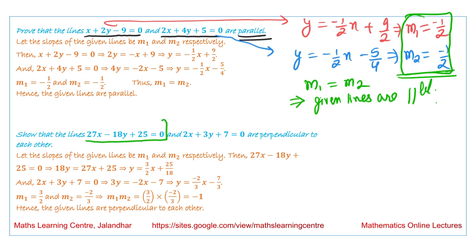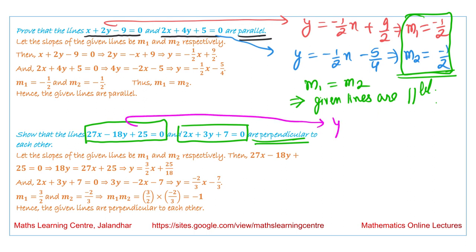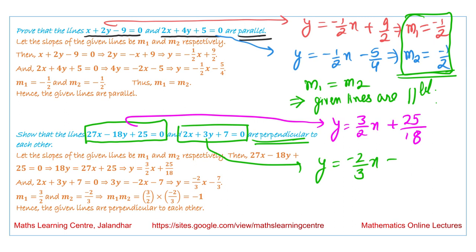Next, these are the two equations of the lines that are given to us, and we have to prove that these two lines are perpendicular to each other. So from the first equation, we can write y is equal to 3 by 2 x plus 25 by 18. From the second equation, we can write y is equal to minus 2 by 3 x minus 7 by 3. So the value of slope m1 is equal to 3 by 2. This is the slope of the first line.